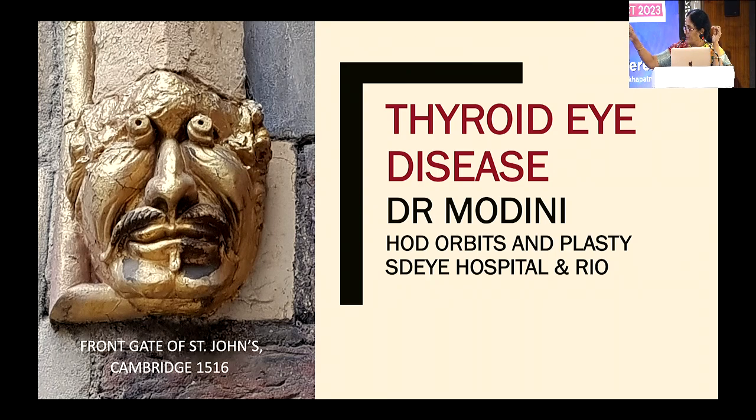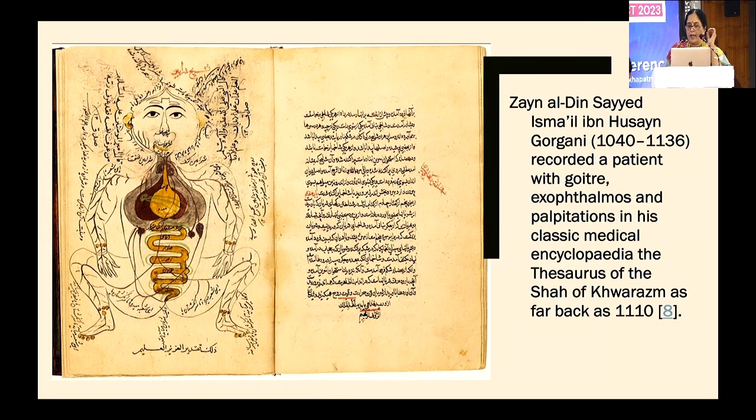This picture is very interesting. It is on the gate of St. John's, Cambridge, and it depicts a person with exophthalmos, way back in 1516, which shows that thyroid orbitopathy was recognized even then. And even in 1040 to 1136, Zain al-Din Syed Ismail ibn Hussein, it's a very tough name to pronounce, mentioned thyroid orbitopathy in his treatise.